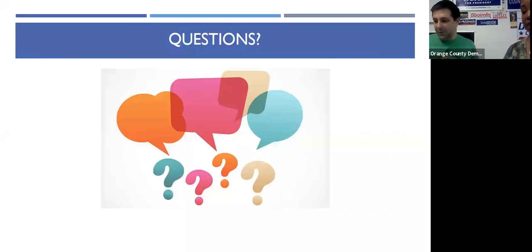We have more questions coming in. We do. Here's another one. Is there a way to tell how an unaffiliated voter voted in the past?